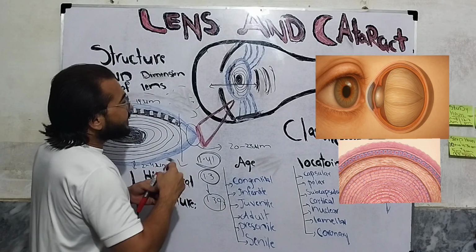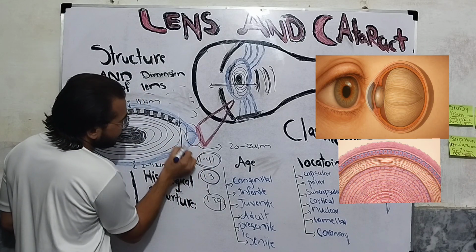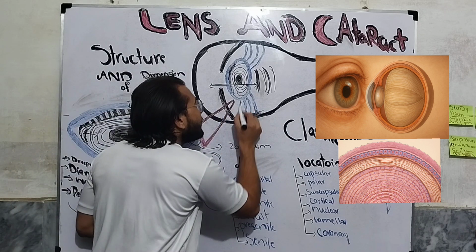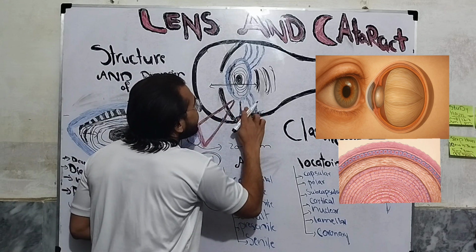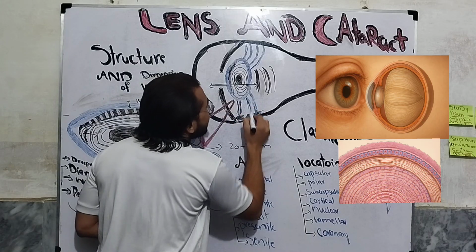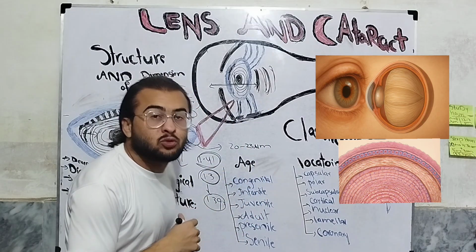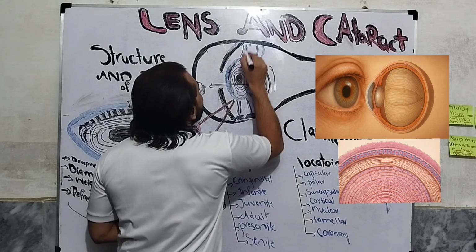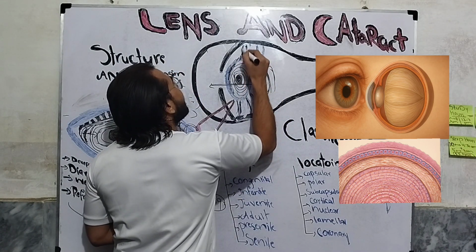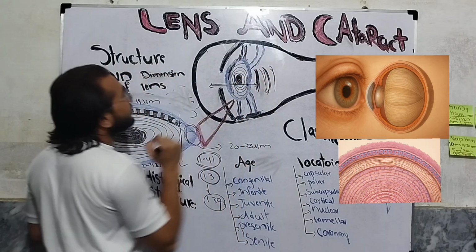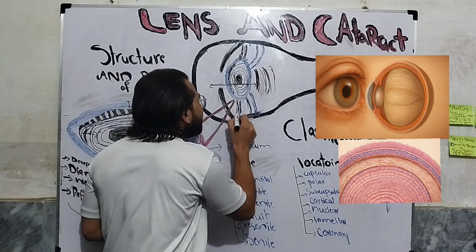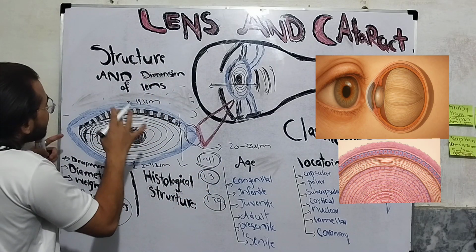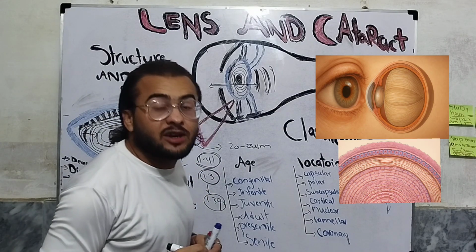Now they are attaching to the equator. To this equator, these fibers will arrange anteriorly and posteriorly, and they will merge with the lens capsule. This is the fourth structure. The zonules are the lens fibers. So this is the dimension of the lens and the histological structure of the lens.